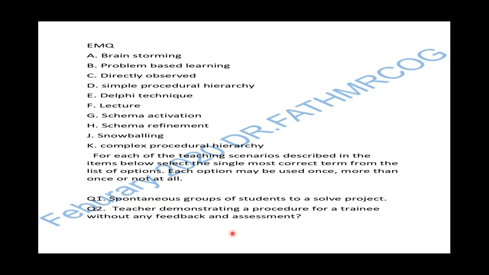Second one. A teacher demonstrating a procedure for a trainee without any feedback and assessment. Yes, this here, F. Without any feedback and assessment. This is the simple procedural hierarchy. Because if you have assessment and feedback, this is a complex procedural hierarchy. Yeah, just to show how to do something. This is the simple procedural hierarchy. Okay.